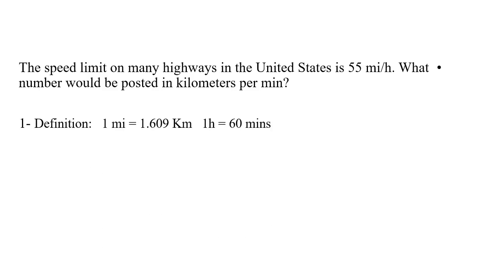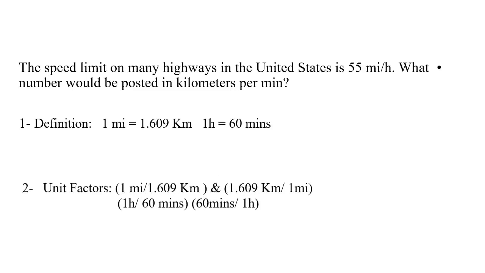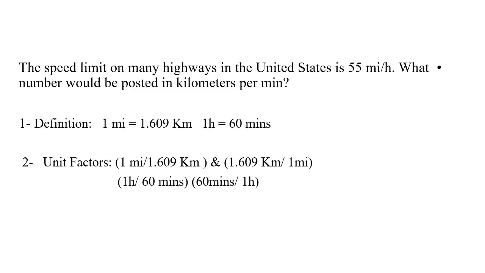Definition. First, we write the definition. So for miles to kilometers, it is 1 mile equal to 1.609 kilometer. And for hours to minute, 1 hour is 60 minutes. These are the 2 definitions that we need to solve this problem. Then write the unit factors. 1 mile over 1.609 kilometer, and the other one, 1 hour over 60 minutes, and 60 minutes over 1 hour. And number 3 is solve the problem.